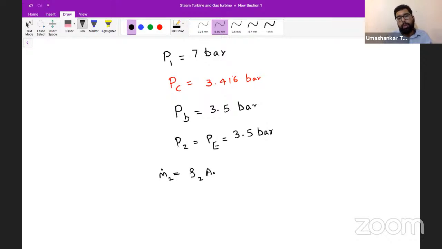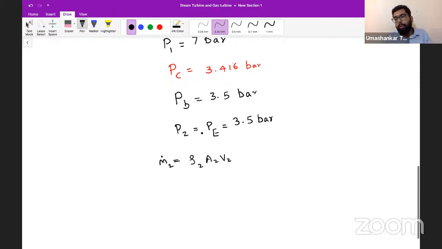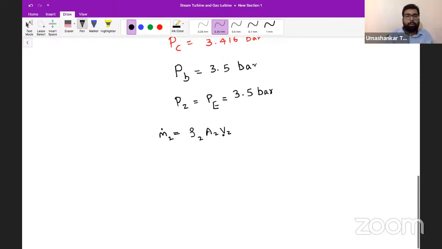So you know the formula of the mass flow rate is equal to rho 2 A2 V2. Yes or no? So we have to find mass flow rate, m dot 2 upon A2. m dot 2 upon A2 is equal to rho 2 V2.